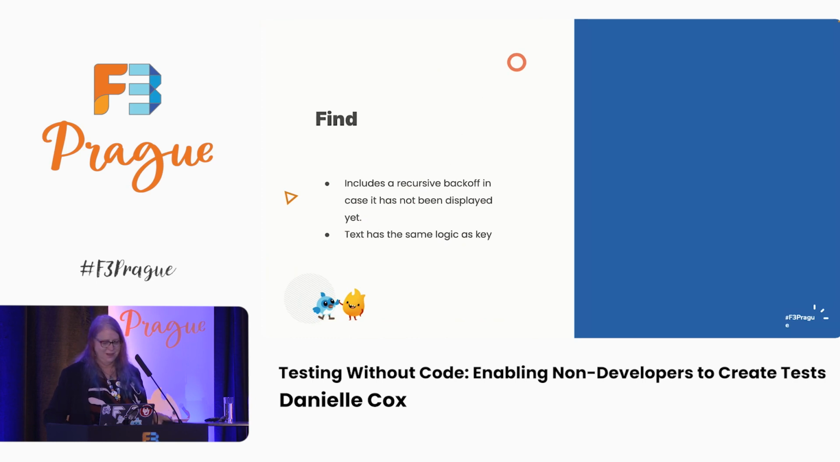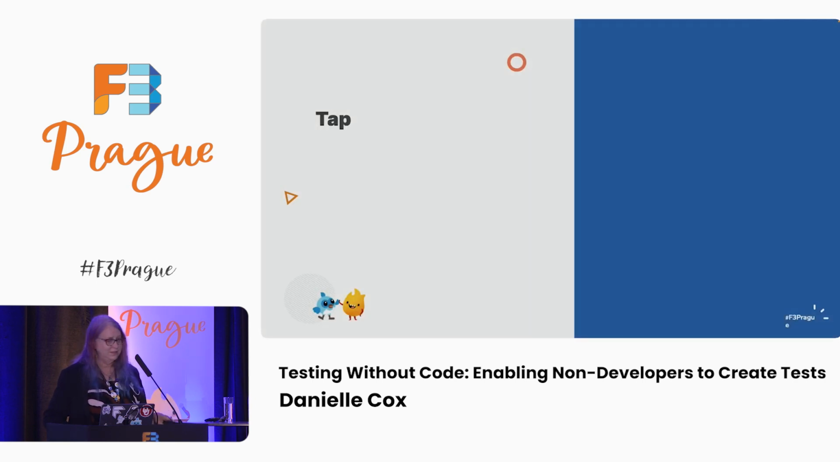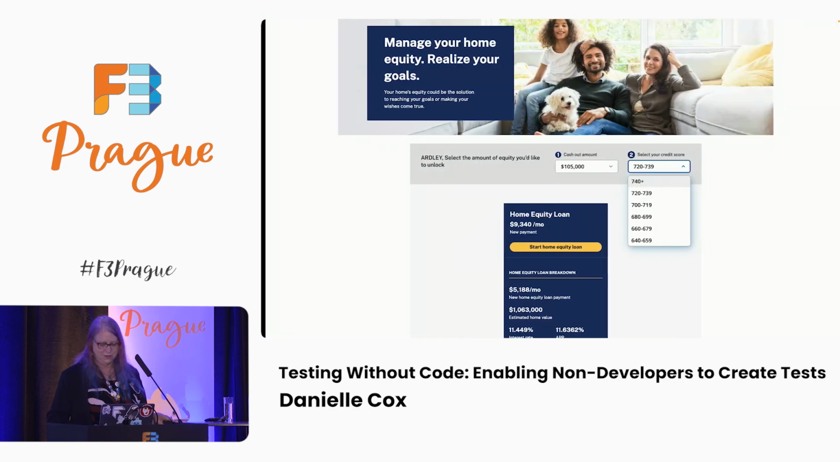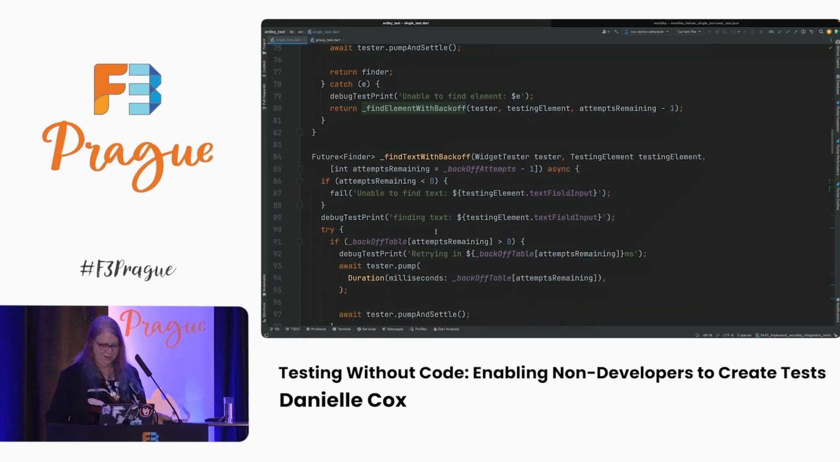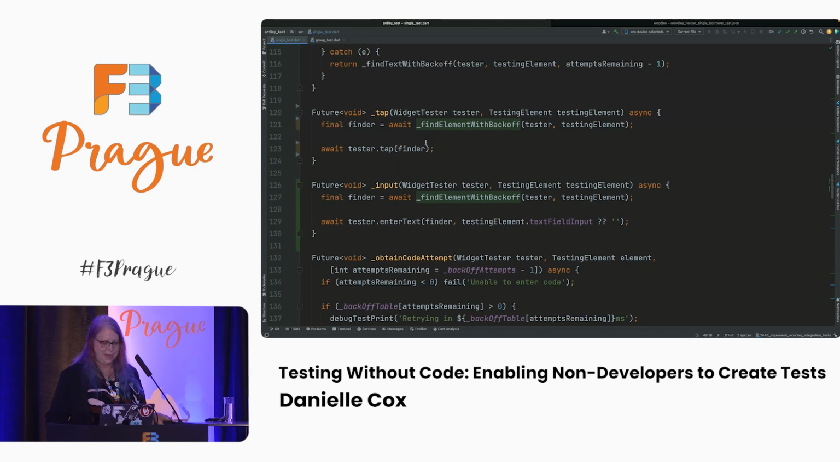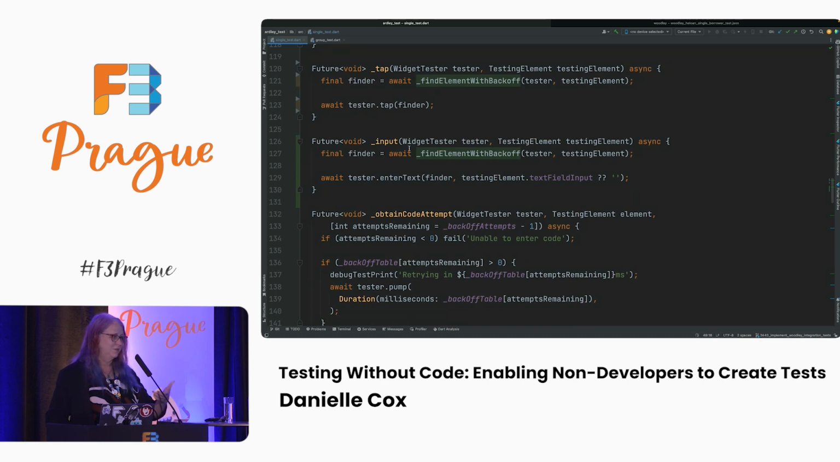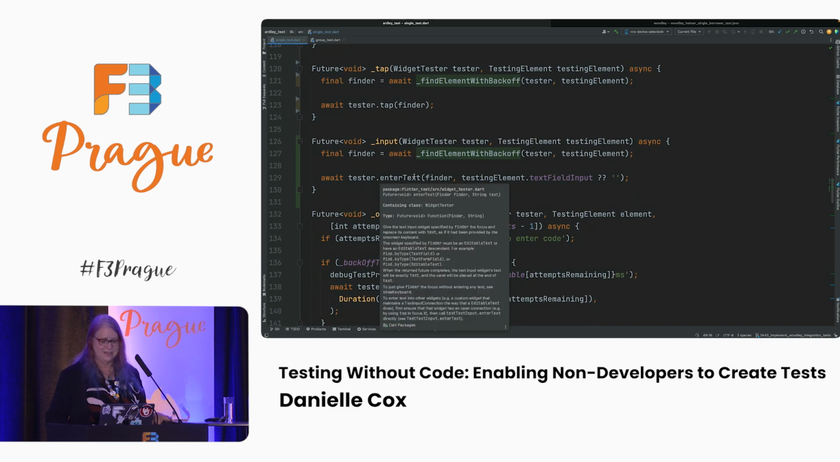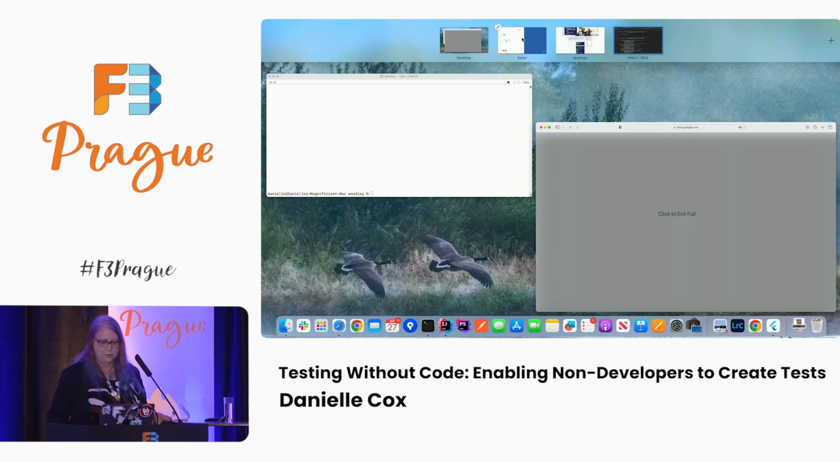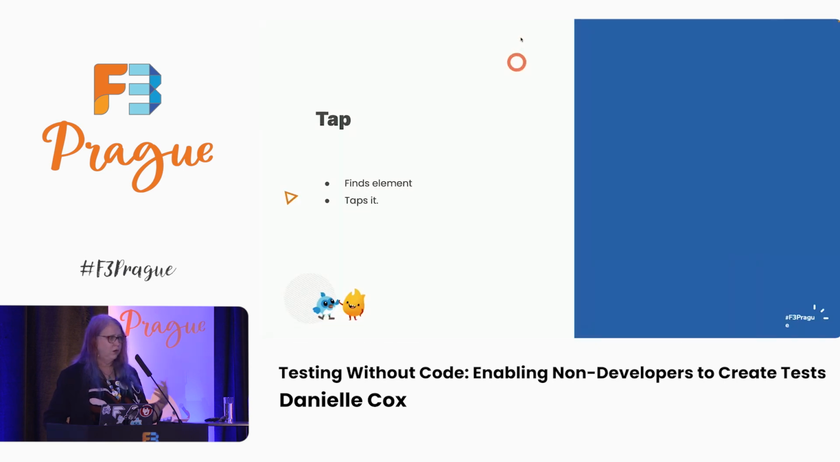Okay, if we look here, tap is going to be very simple. If we come down here to tap, it's find the element, tap the element. And I'm going to go ahead and skip ahead. The next slide is for entering text. It's find the element, enter the text in the element. It's that simple. So the find was really the hard part of doing that.